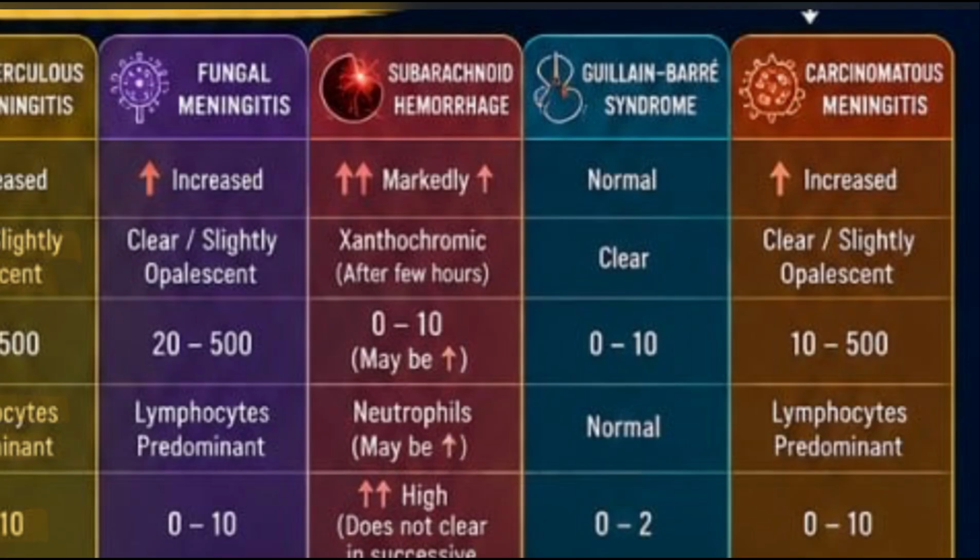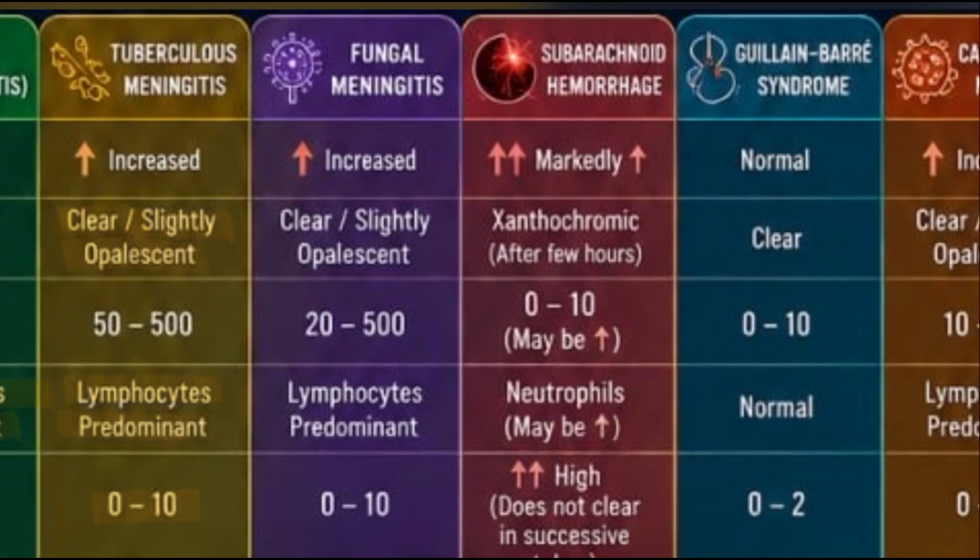So next, another pattern we can see is fungal meningitis. Fungal meningitis is similar to tuberculosis. You can compare here: in tuberculosis the opening pressure is increased, and in fungal also increased; tuberculosis is clear and slightly opalescent, and fungal is also clear and slightly opalescent. Fungal meningitis we mostly see in immunocompromised patients.